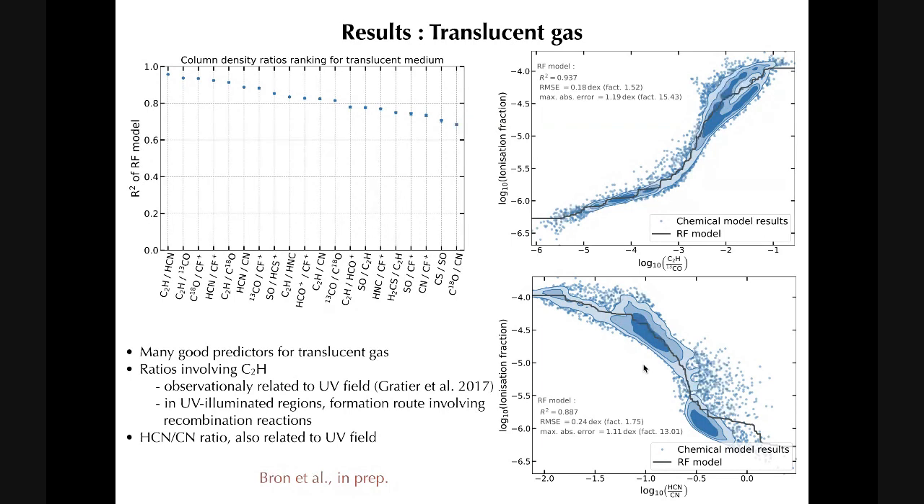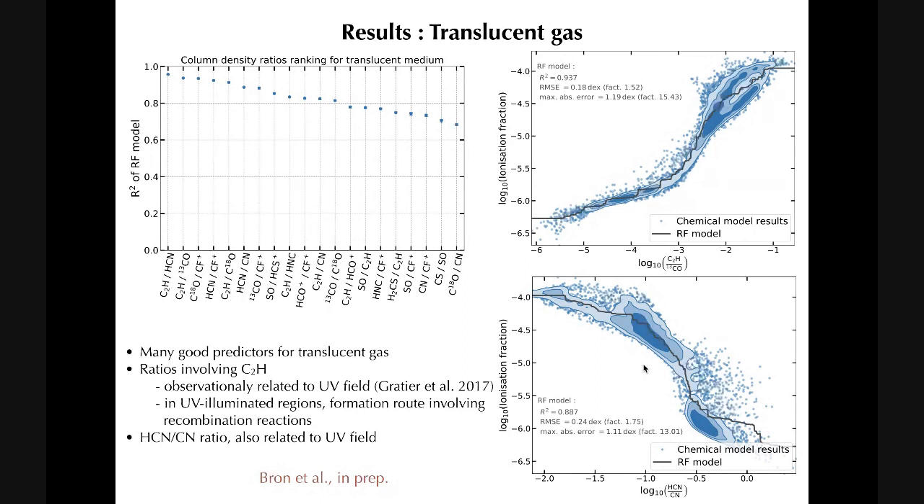We see that there is still some scatter around the main relationship, but this is of course due to the fact that we completely ignore the values of all the other unobservable parameters, such as density, temperature, H2 or SO2 power ratio, and so on. In those conditions, translucent gas, of course, ionization fraction is still dominated by photons.